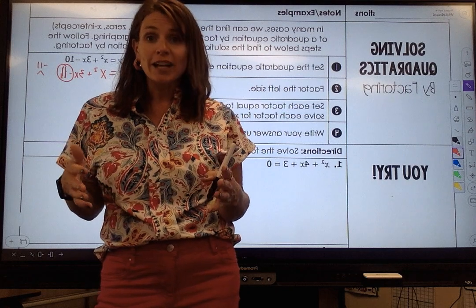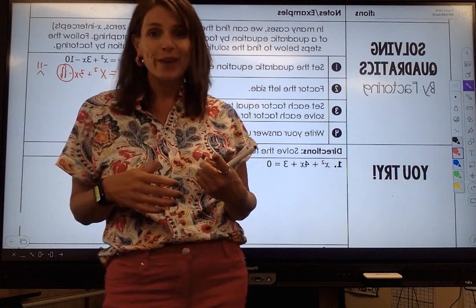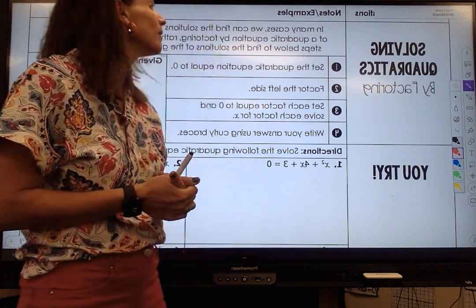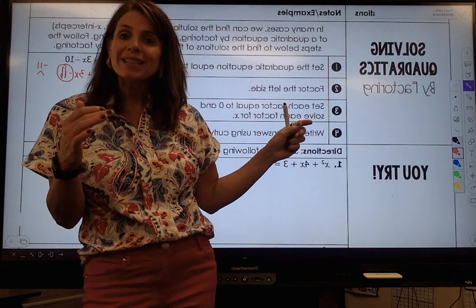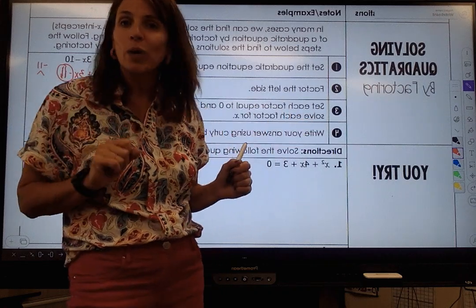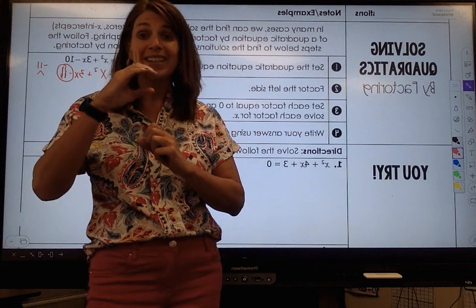We factored a lot last year, so this should be just a basic reminder of how to factor. So here are the steps to do it. You want to set the equation equal to 0. Basically, all you're doing is getting y by itself, and then you're changing that y to 0.